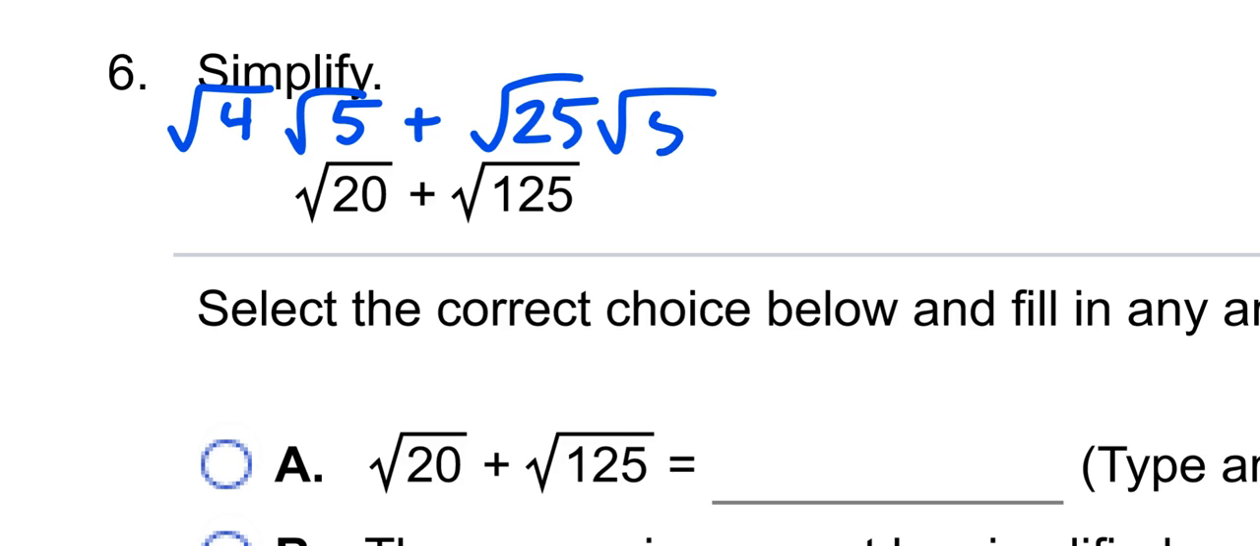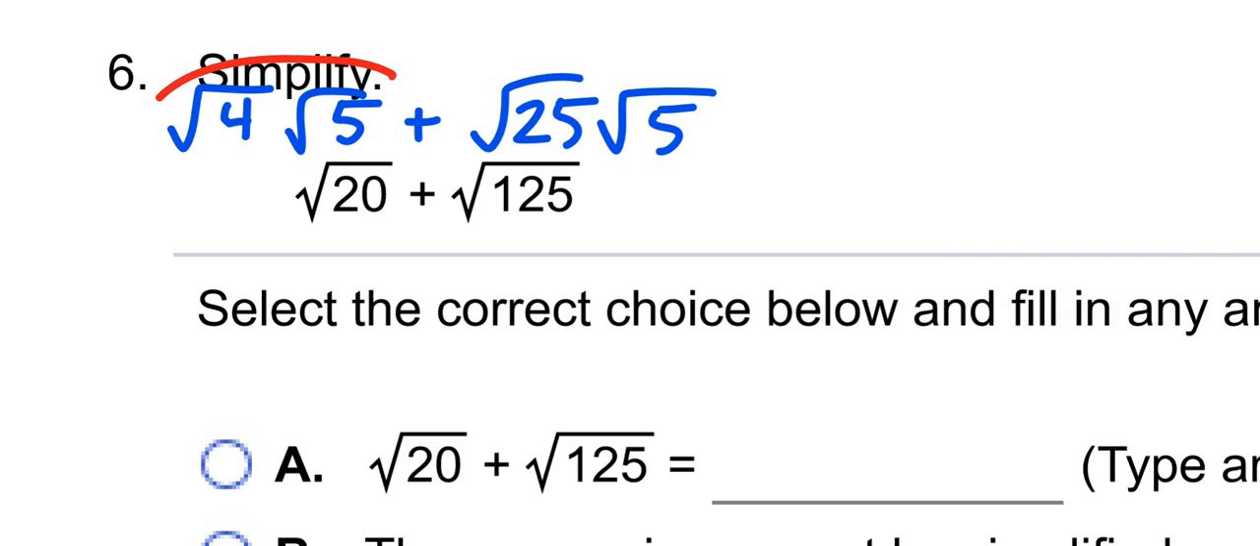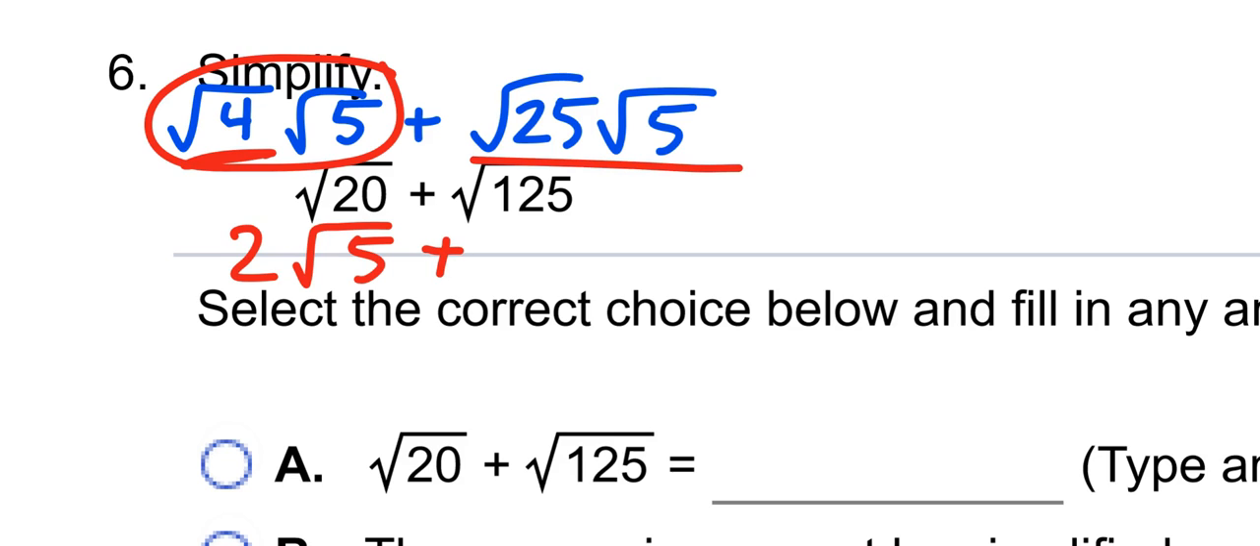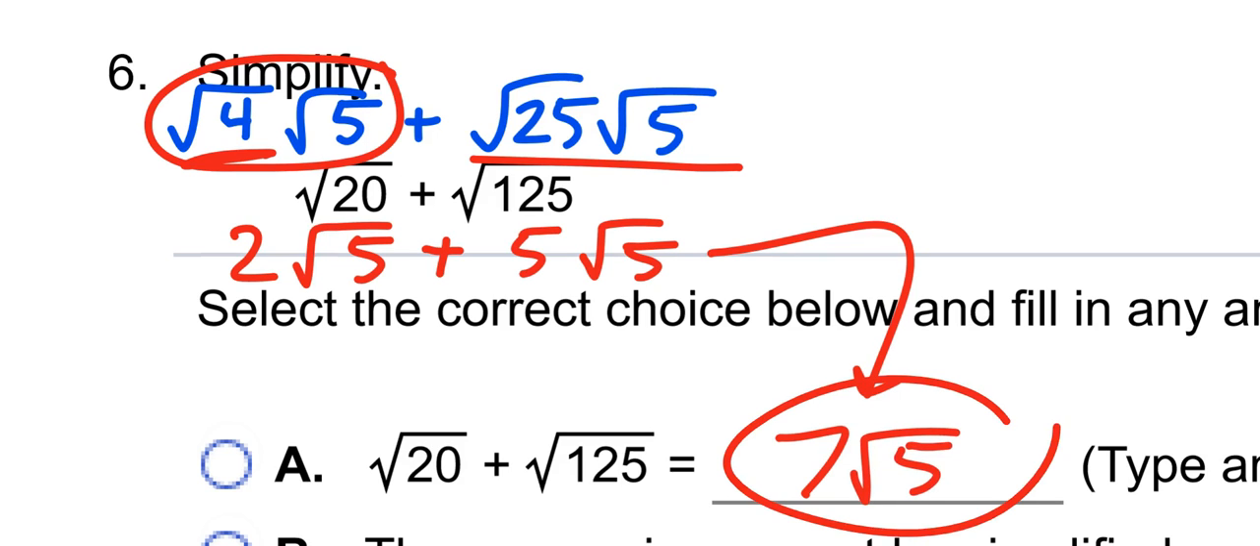Okay, it goes in 5 times, that's true. Just pay attention to the question. 4 radical 5, can you simplify that? We know the square root of 4 is 2, so 2 radical 5. All right, so what about the next part? 5 radical 5. There you go. It isn't that bad.